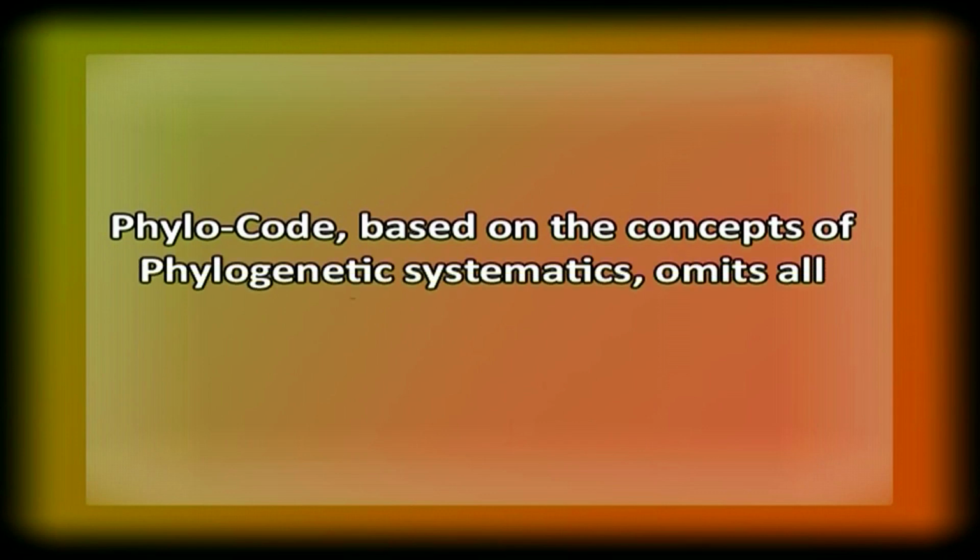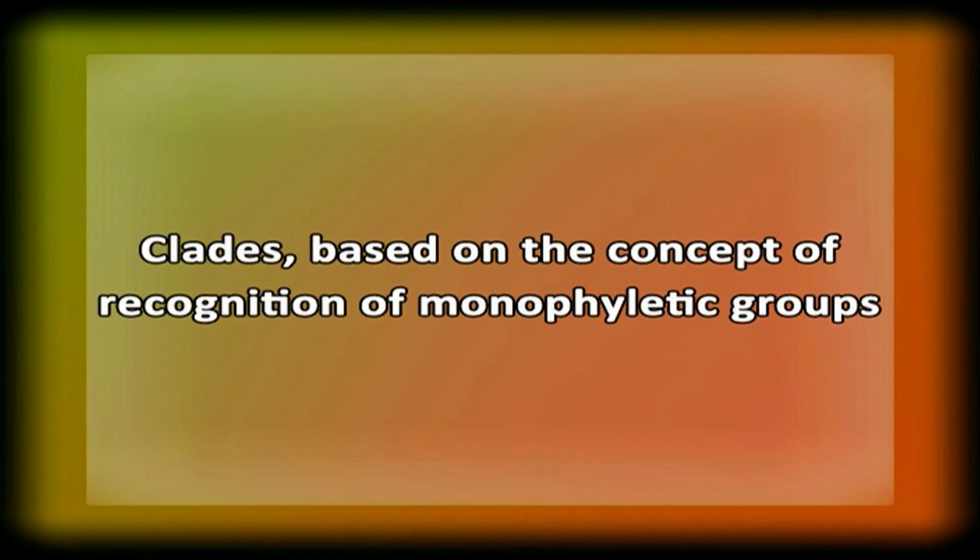The last decade of the 20th century also saw the development of a rankless phylocode based on the concept of phylogenetic systematics. It omits all ranks except species and clades, based on the concept of recognition of monophyletic groups. The latest version of the phylocode, July 2002, is also available on the web.